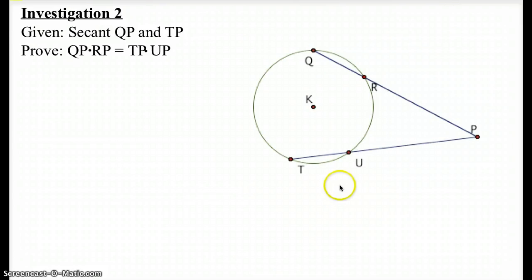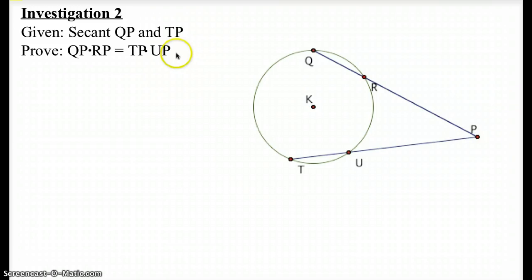In our second investigation, we're going to be looking at the relationship of the lengths of the segments when we have 2 secant segments that intersect or come from the same exterior point here. So we're going to try to show that QP times RP equals TP times UP. Notice that QP is the entire secant segment and RP is its external piece. And TP is this entire secant segment and UP is its exterior piece.